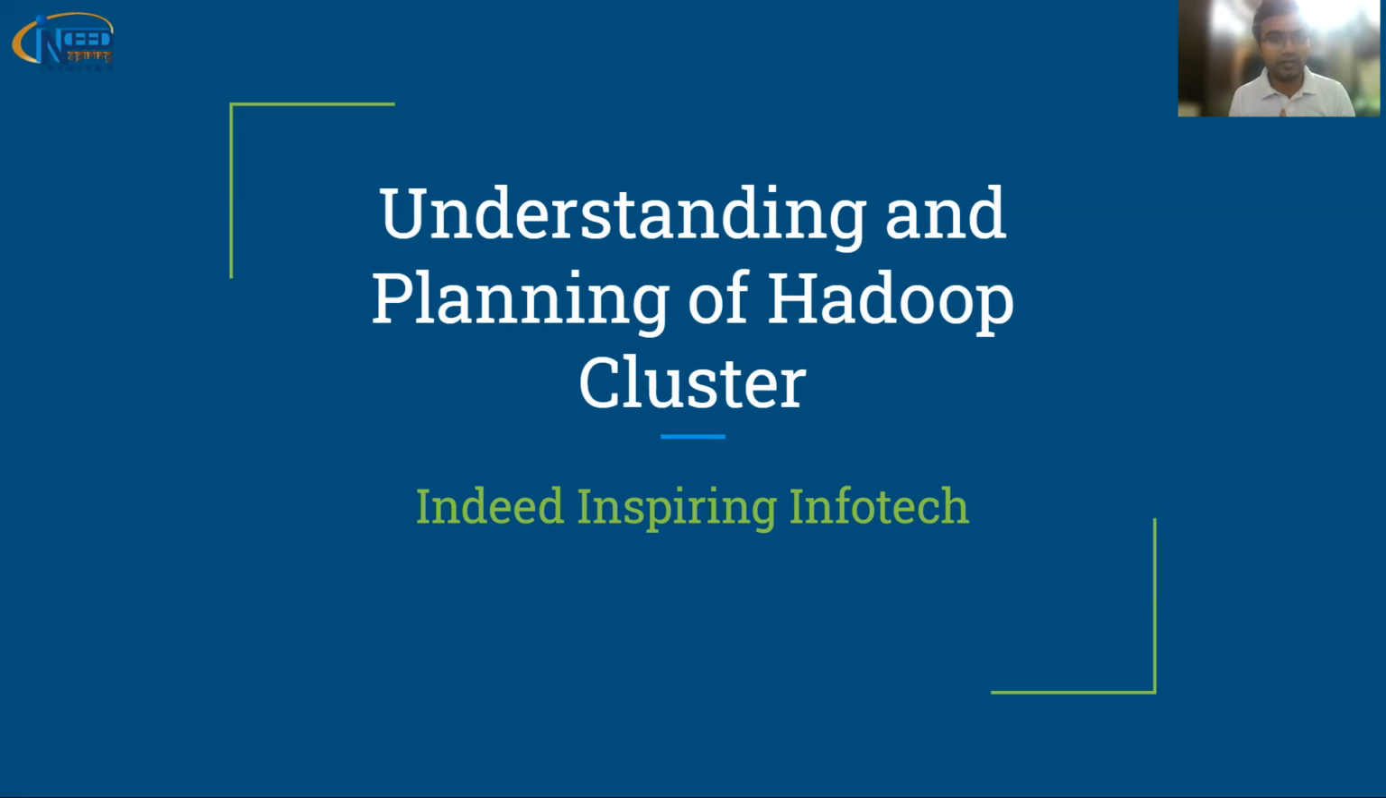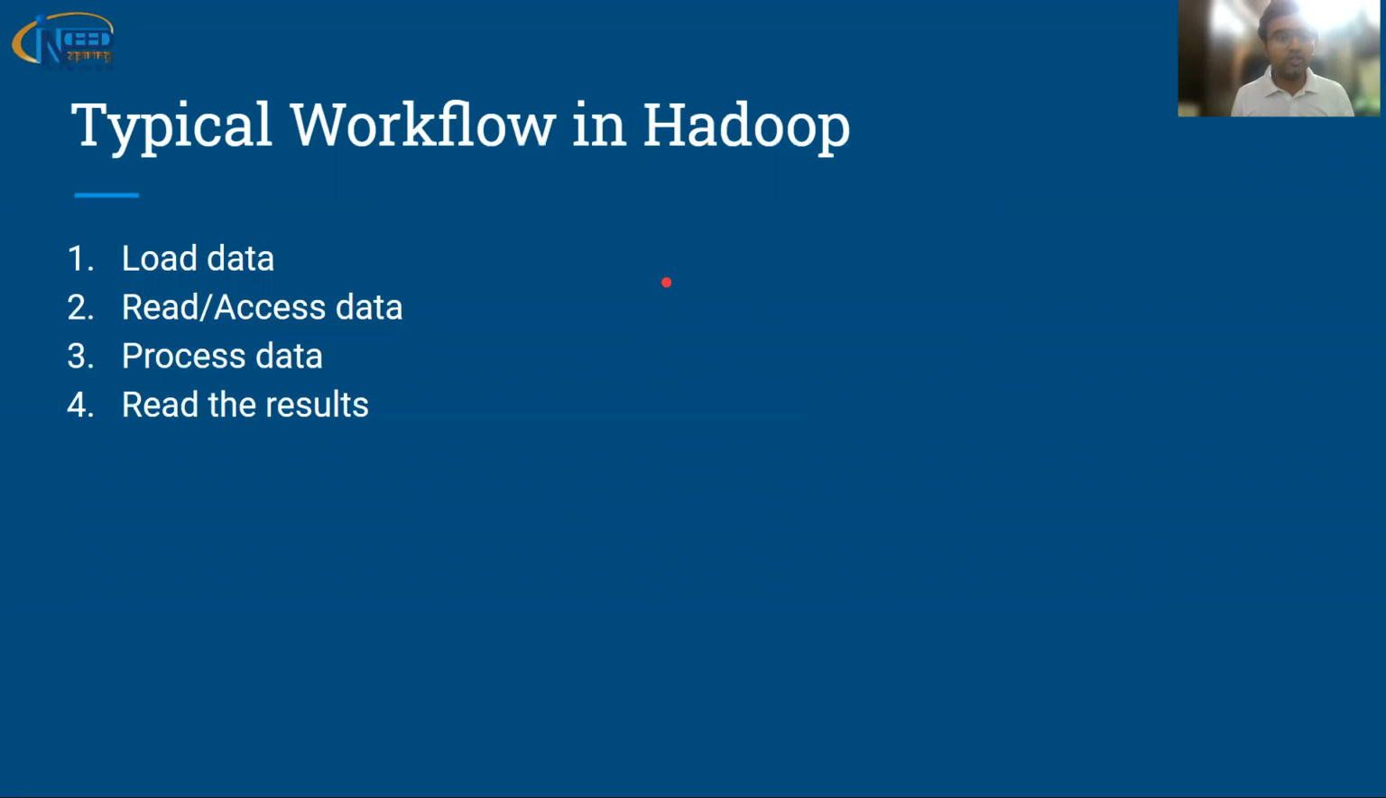tutorial. This is part 5, and we are going to discuss today typical workflow in Hadoop. We have operations like load, read and access, and process. So three different types of operations are there. You can categorize them into two only. One is HDFS related, which is load and read, and another is MapReduce, that is processing related.